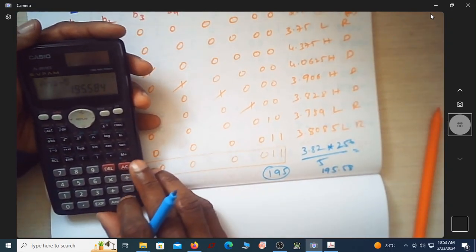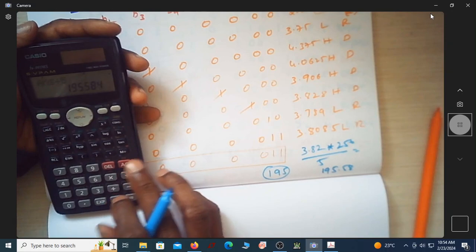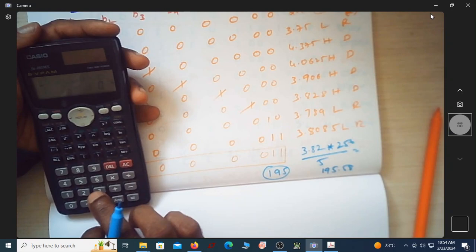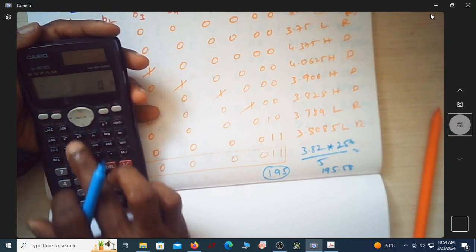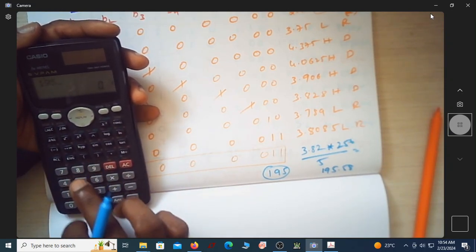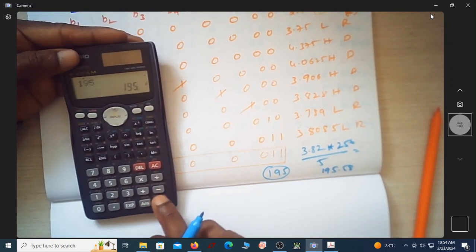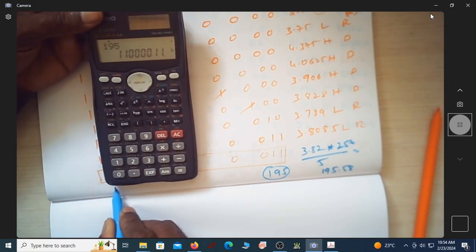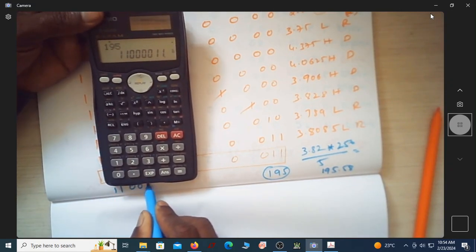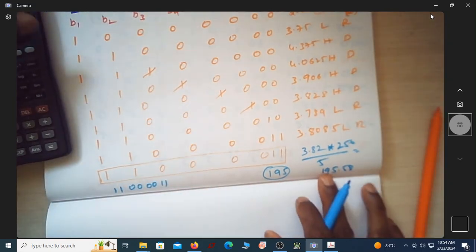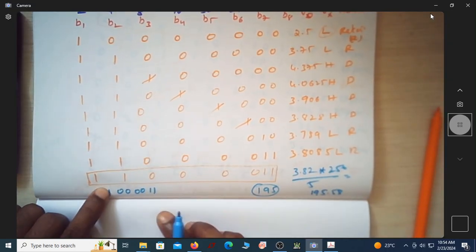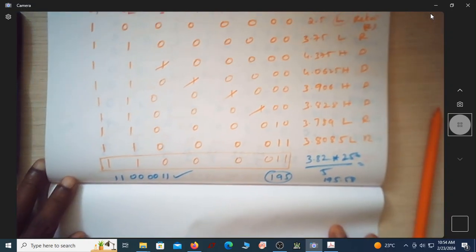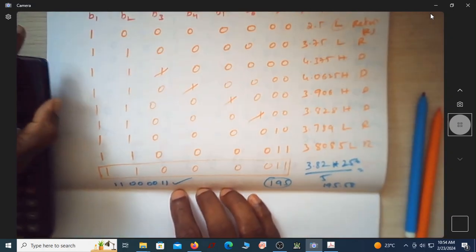So this 195 corresponds to how many, what is that? Binary. Now you are there in decimal. 195 equals binary, so can you see now this is 11000011. We have the same number, 11000011. So this is matching with this. So that's the way how we can do it.